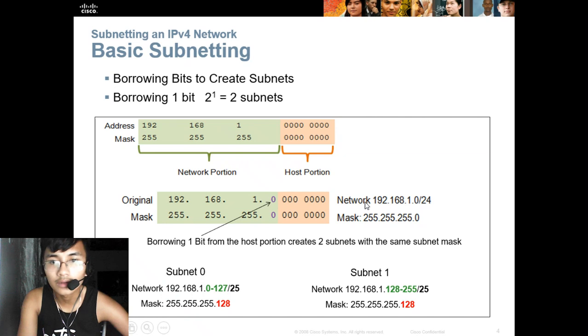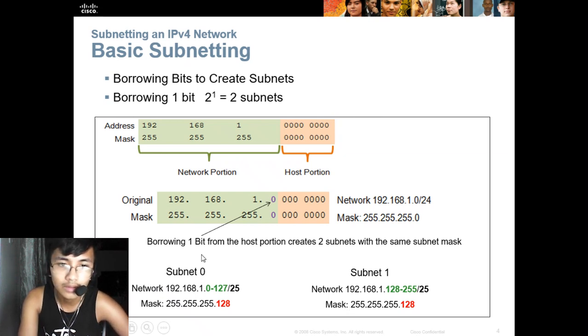So the network is 192.168.1.0/24, and the mask is 255.255.255.0. After borrowing that, borrowing 1 bit from the host portion creates 2 subnets with the same subnet mask. So this is the 2 subnets created.